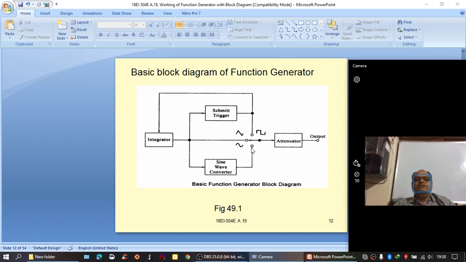Then the output of the sine wave converter can be taken to the attenuator through the function switch. Similarly, the integrator output is given to a Schmitt trigger, which converts the triangular wave into a square wave. And using the function switch, we can select this square wave also to the attenuator. This is the very basic block diagram, just giving the description of what the basic parts in the function generator are. We'll discuss each part separately.